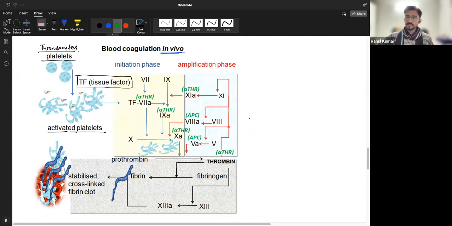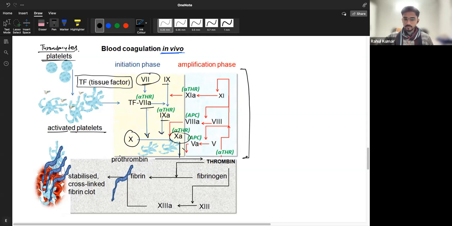You should know that there are a series of factors that work, named like this: 7, 9. So 7 and 9 together get activated into TF7A and 9A. Then 7A and 9A go and activate the factor 10, which becomes 10A. So A means active. Inactive 7 and 9 become active, and active 7 and 9 make the inactive 10 into active 10. Similarly, then this active 10 factor goes, and now this you have to remember for boards.